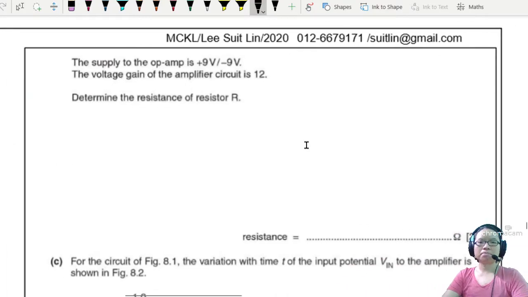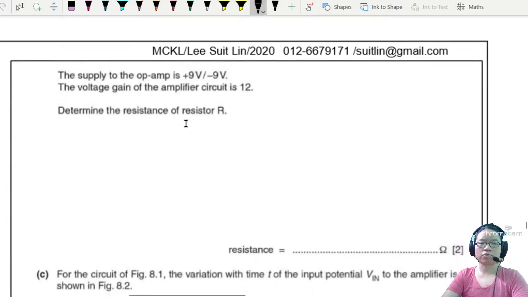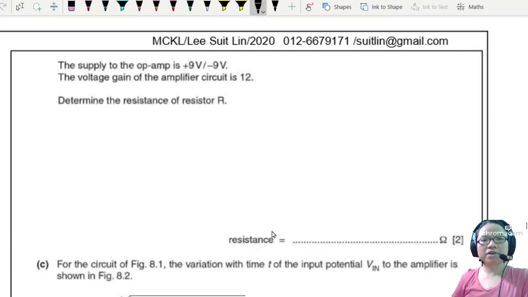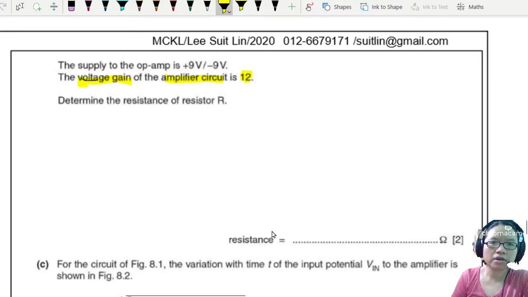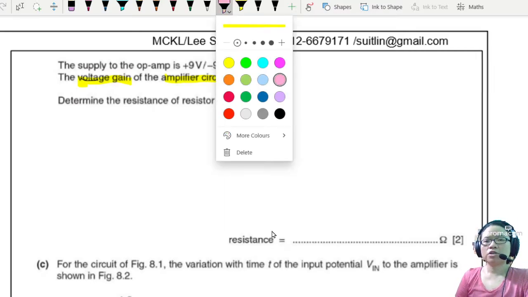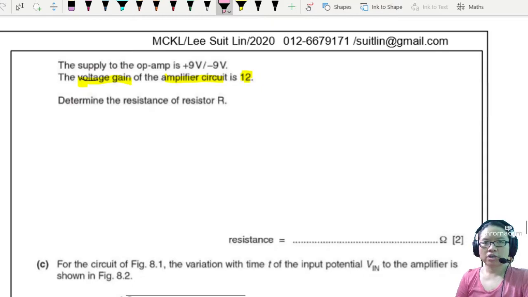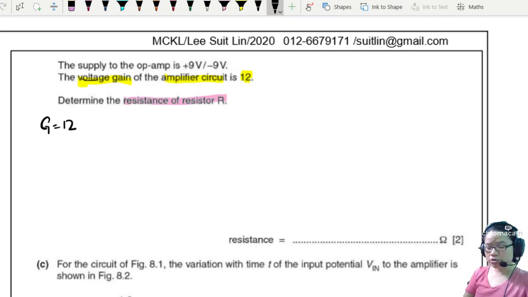The supply to the op-amp is plus minus 9 volt. How nice, they gave us the voltage gain. The voltage gain of the amplifier circuit is 12. Interesting. So for a voltage gain of 12, you are asked to determine the resistance of resistor R. So basically find R. The gain is 12.